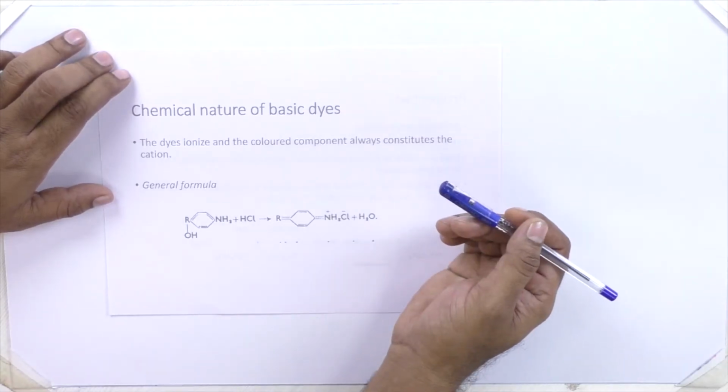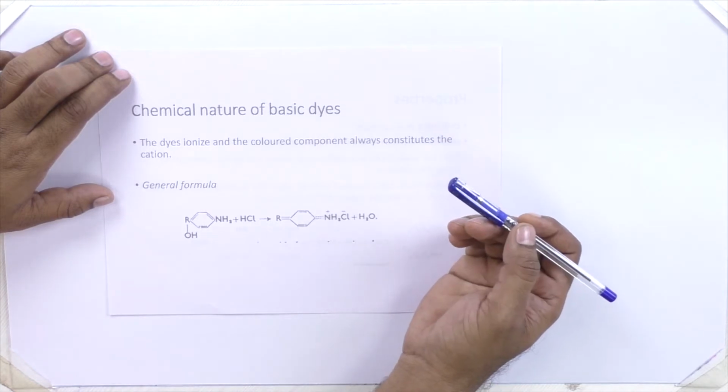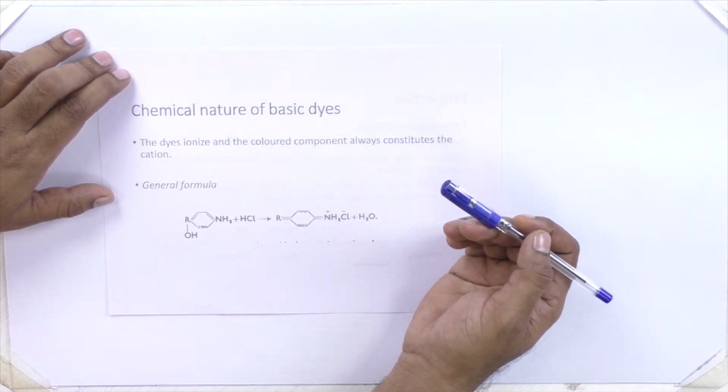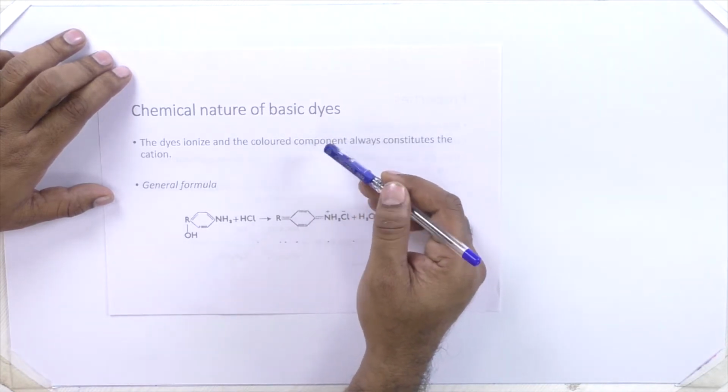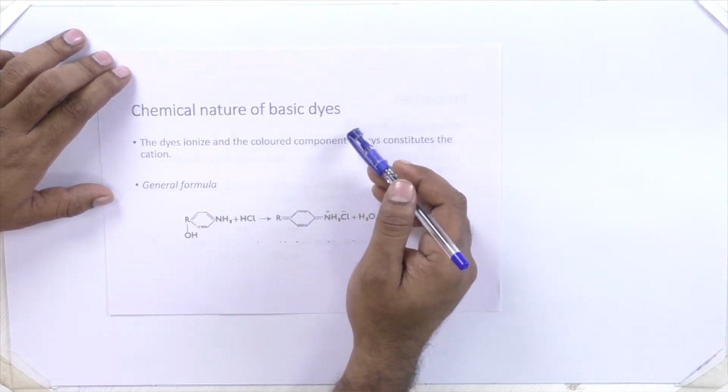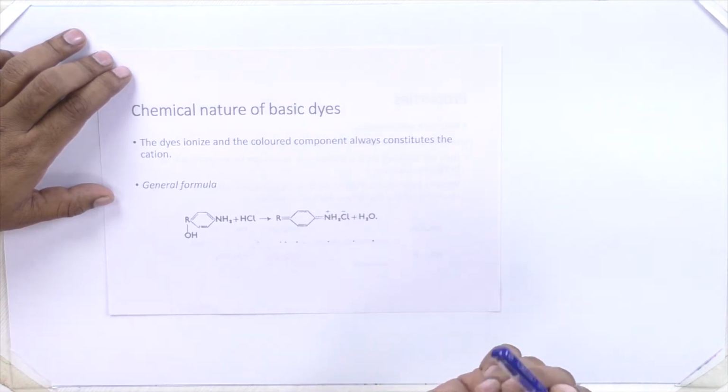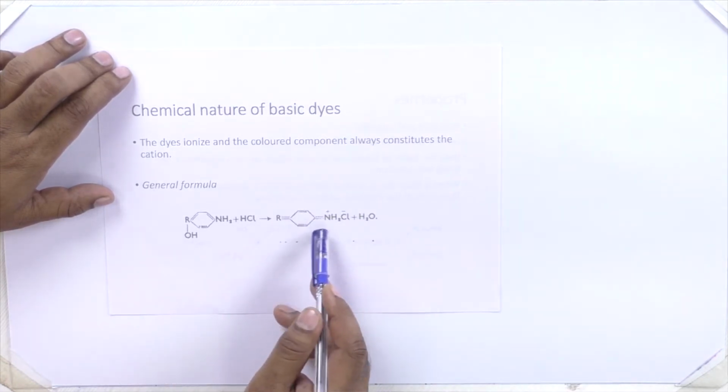The next class of dye is a basic dye. The dye ionizes into colored cations. Because of the colored cations, it is called a colored base, so it is called basic dyes. The general formula for a basic dye is given here.